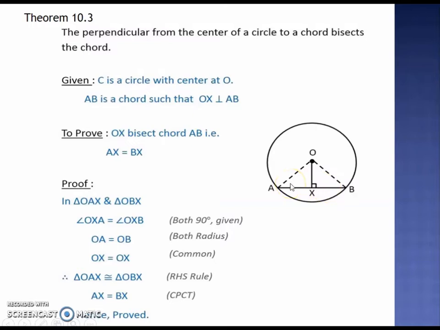So for proving this, I will consider these two triangles, OAX and OBX. One of the angles in both the triangles is 90 degrees each, that is angle OXA and angle OXB. Then the hypotenuse of both the triangles is the radius of the circle, so both are equal, that is OA and OB are equal, and OX is the common side for both the triangles. So I can say that by RHS these two triangles, OAX and OBX, are congruent, and by CPCT AX and XB are equal.